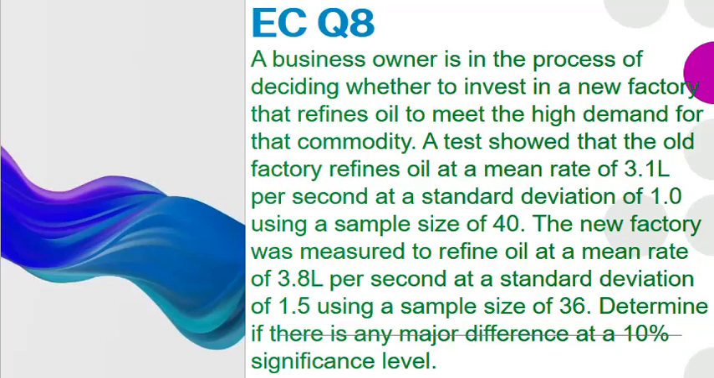Good day, everybody. Now we are going to look at extra credit question number 8, which reads: a business owner is in the process of deciding whether or not to invest in a new factory that refines oil to meet the high demand for that commodity. A test score showed that the old factory refines oil at a mean rate of 3.1 liters per second and a standard deviation of 1.0 using a sample size of 40.